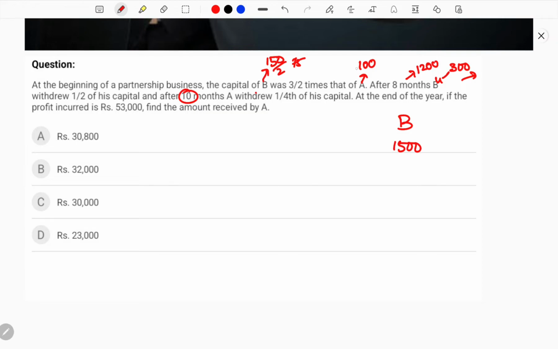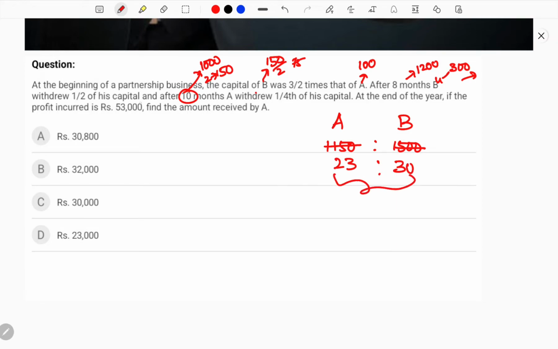So for 10 months, 100 into 10 is 1000, and for the next 2 months, 75 into 2 is 150. So the amount of A's investment will be 1150. Now A and B are in the ratio 1150 to 1500, which is 23 to 30. So this is the ratio.